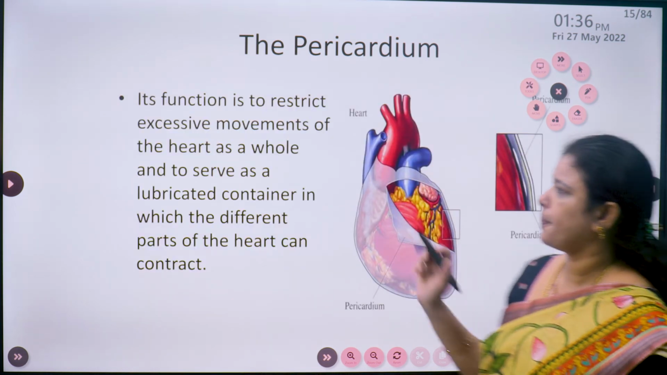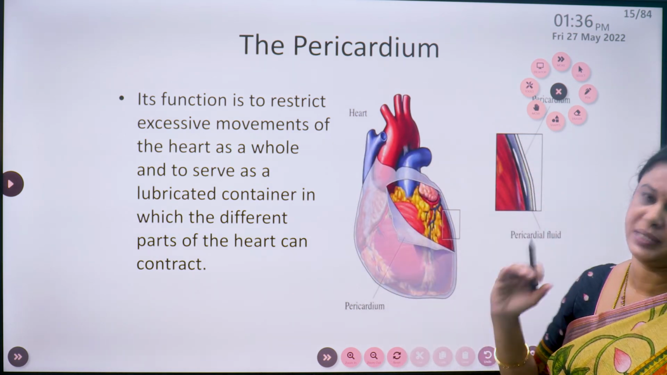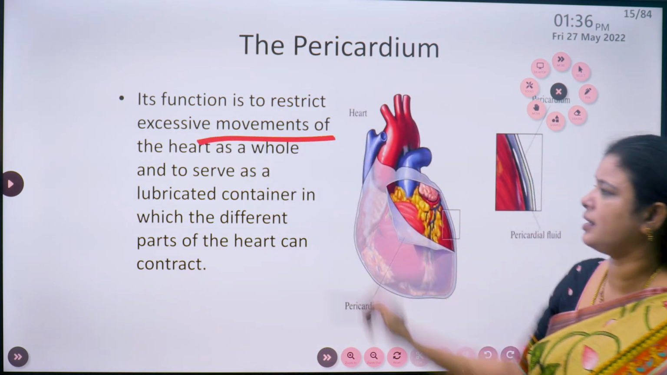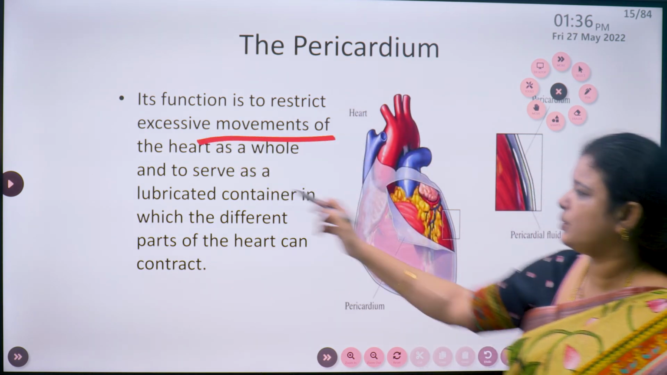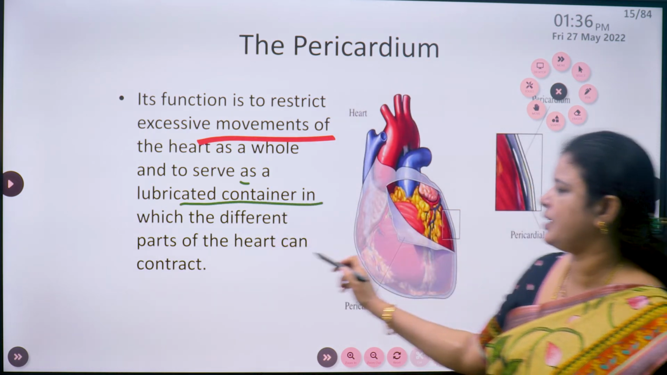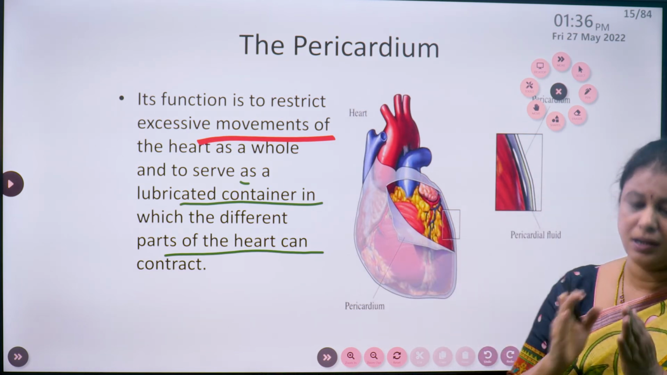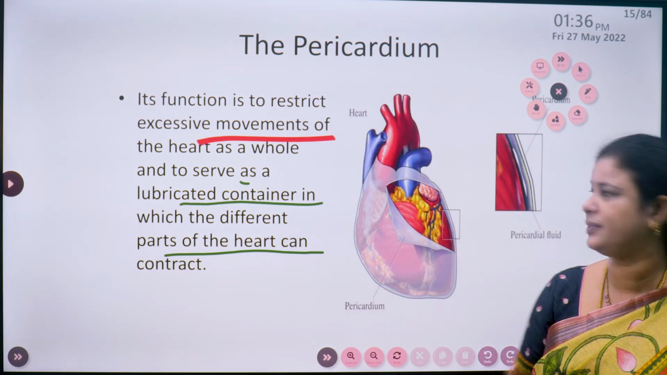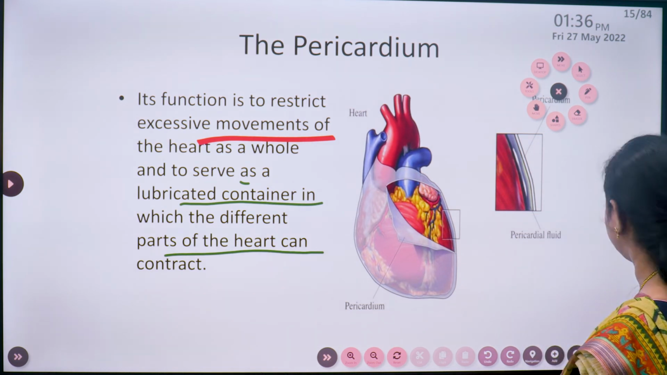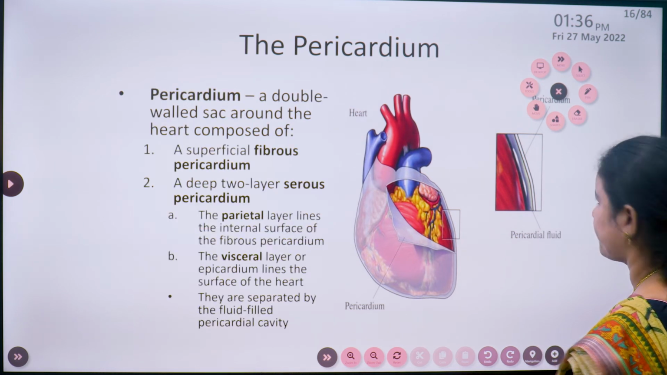The main function of the pericardium is to restrict excessive movement of the heart as a whole and to serve as a lubricated container in which the different parts of the heart can contract. The pericardium restricts excessive movement of the heart as it is a serous membrane. It contains a lubricated container.